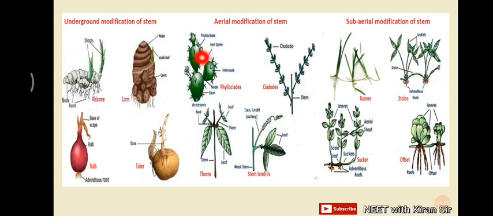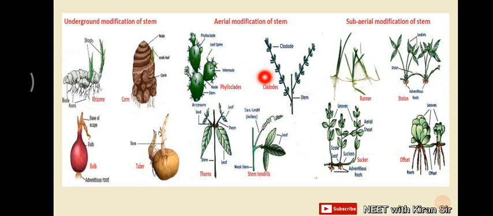The best example, the frequent example you have to remember, is Opuntia or the cactus, where the stem is modified into a green flattened structure which bears chlorophyll and performs photosynthesis. Hence it is called a phylloclade. Most of the time the question will arise: name the modified stem which is meant for photosynthesis, or name the modified stem found in Opuntia. The answer will be the phylloclade.